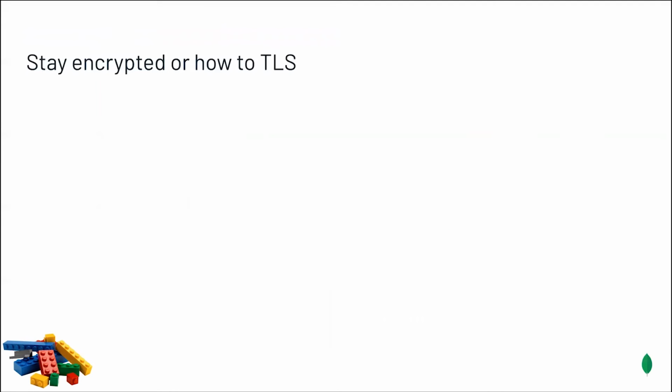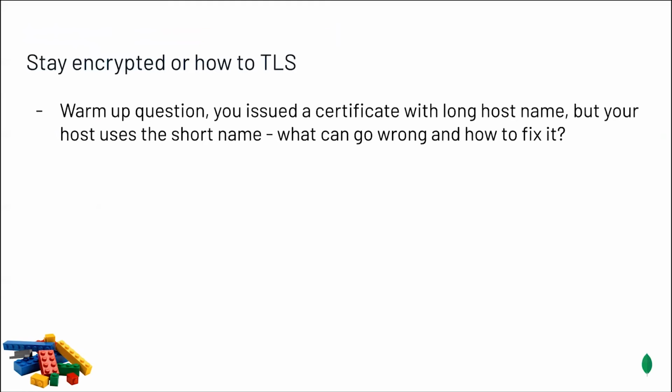Okay, so we'll start with a couple of warm-up questions. First, you issue the certificate with a long host name, but your host uses a short name. What can go wrong and how to fix it? You can fix it by adding all the short names or additional names of your host to SAN. Just remember that if you start using SAN in the certificate, use it for all host names, including the long ones. Just put in all of them in the list. It can solve this particular problem.